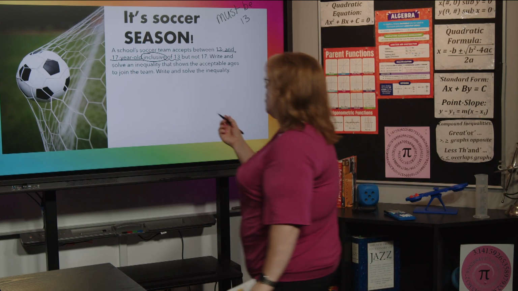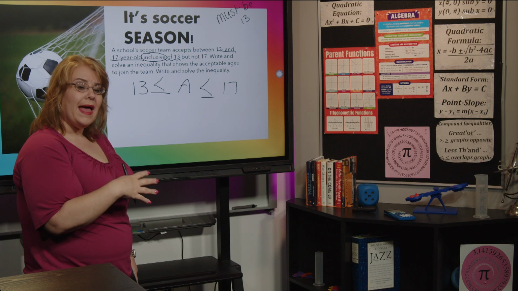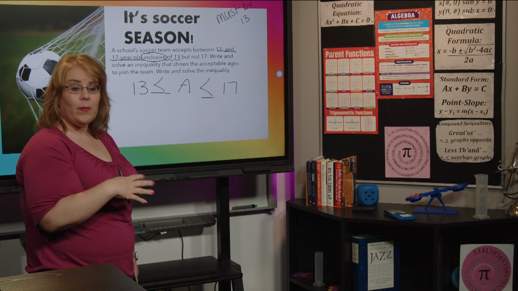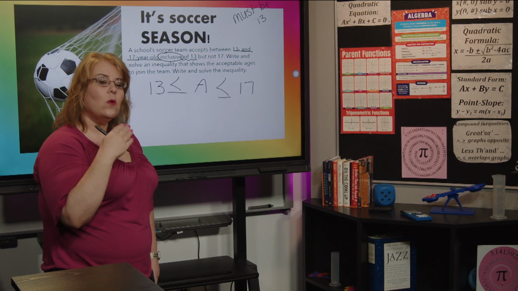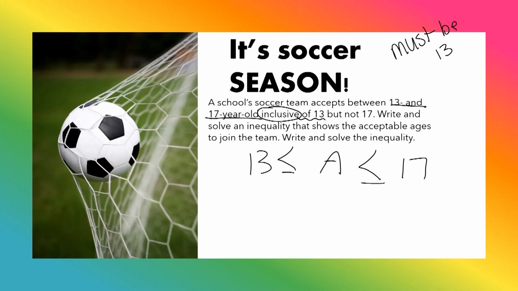So I know that at 13, I have to equal or be greater. And then I have my age. And that age has to be less or equal to 17. All right, so I already have what my inequality could be. So let's take it one step further and let's graph it.